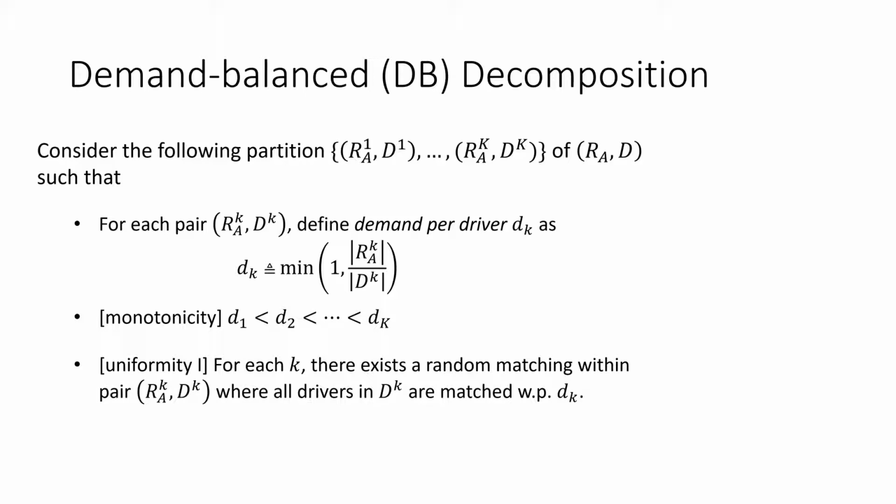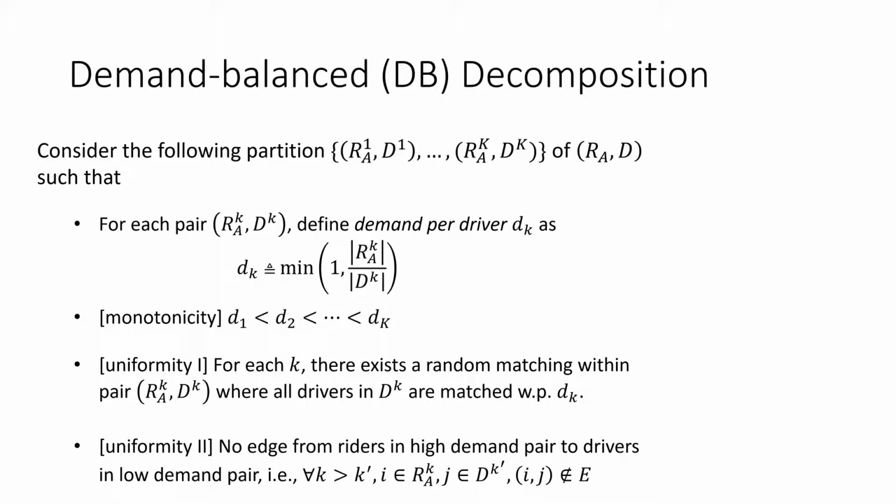Now we will require that the following two uniformity properties be satisfied. The first uniformity property requires that for each pair, there exists a random matching within this pair such that every driver will be matched with equal probability equal to d_k. And the second uniformity property requires that there doesn't exist an edge from a rider in a high demand pair to a driver in a low demand pair.